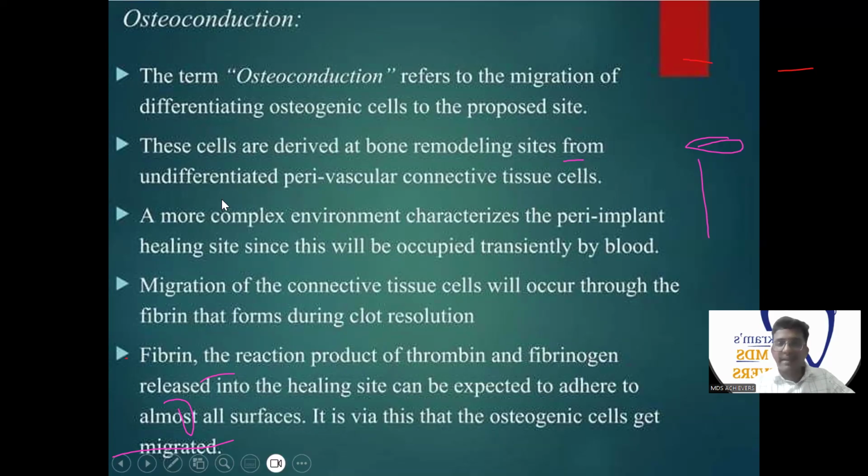A more complex environment characterizes the pre-implant healing site, since this will be occupied transiently by blood. And migration of the connective tissue cells will occur through the fibrin that forms during the clot resolution. Fibrin, the reaction product of thrombin and fibrinogen released into the healing site, can be expected to adhere to almost all surfaces.